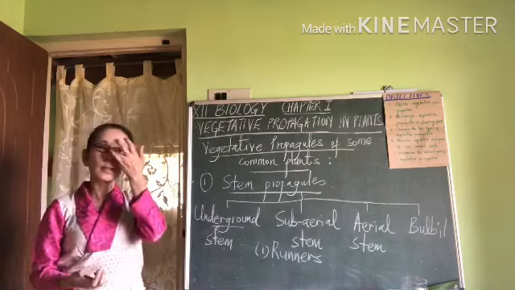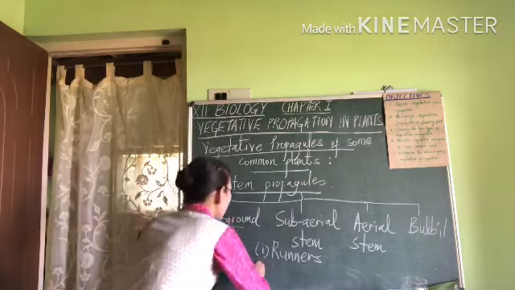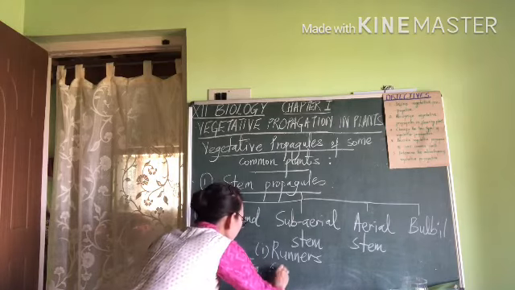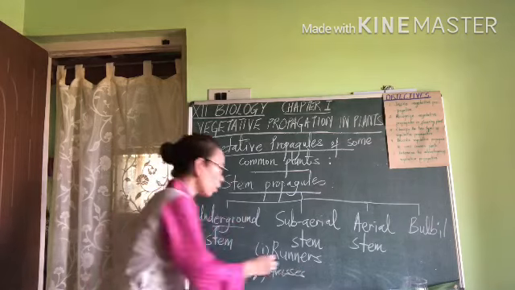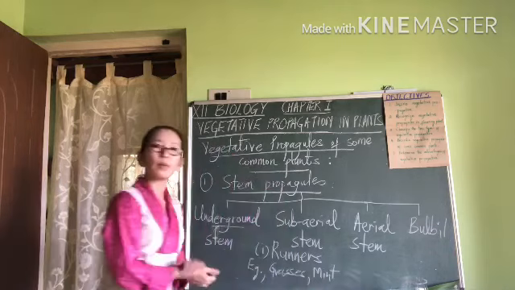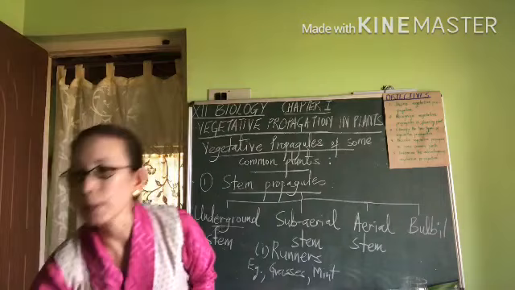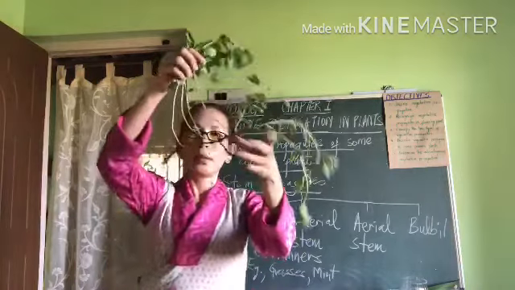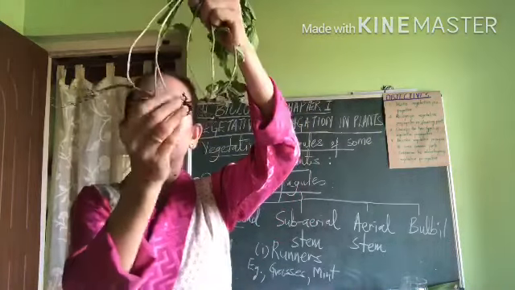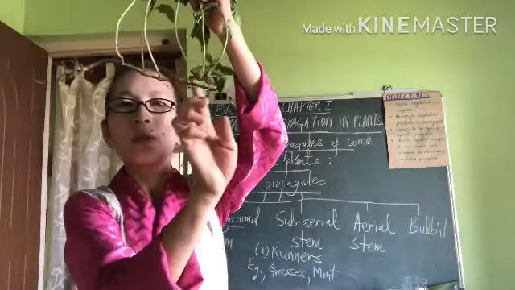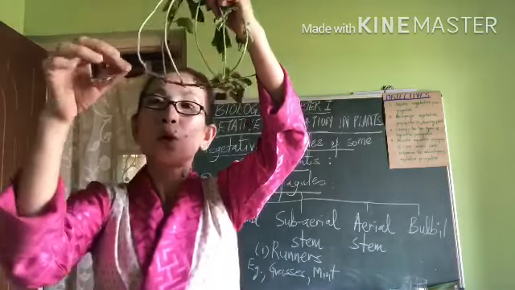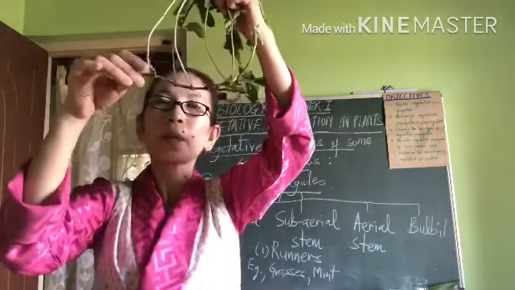Okay, they are known as runners. Now, a common example for runner is, you can say, grasses. These can be found in grasses, or these can also be found in mint. Okay, mint. So right now I have a mint cut here. What you can see is, this is a stem which is found just touching the surface of the ground, and it grows horizontally as well.